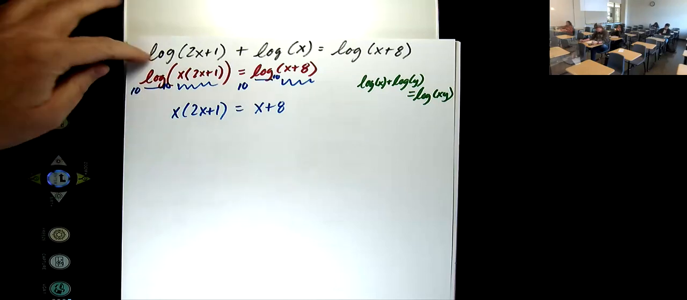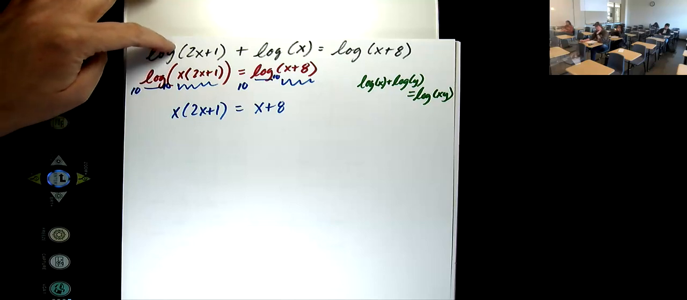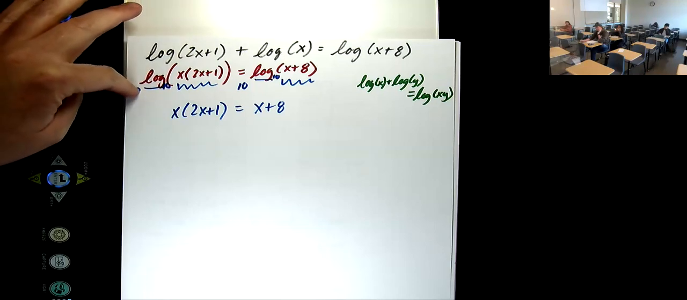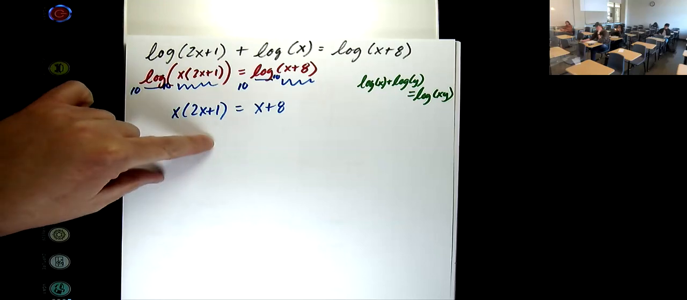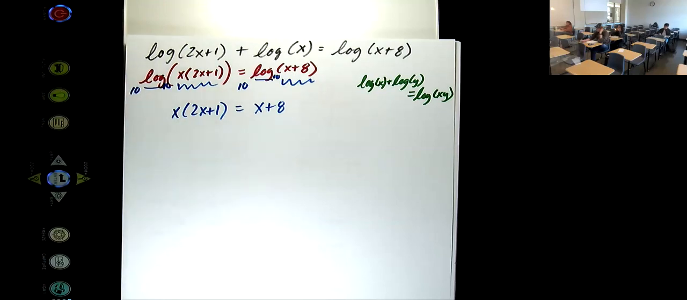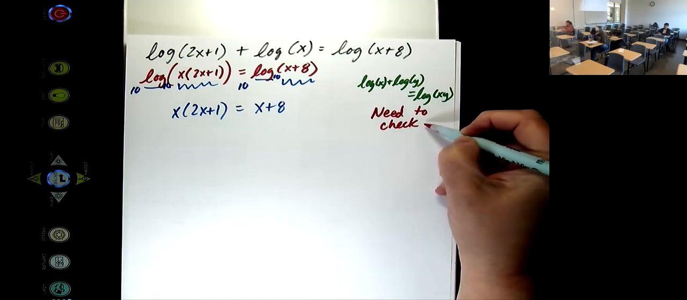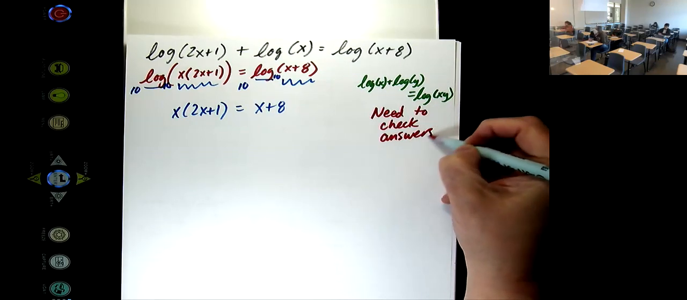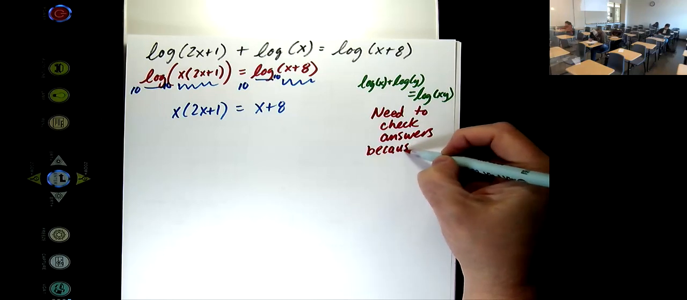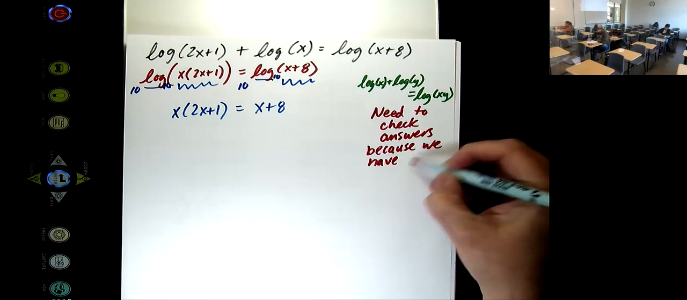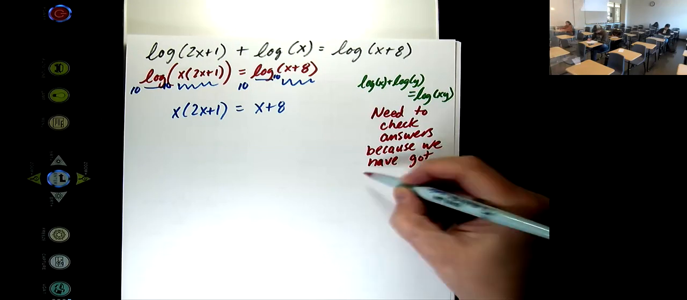Notice I have restrictions inside here. I can't have the inside ever be negative. We saw in the graph of logarithms, the inside's never negative. But by raising it to an exponent like this, I've now made it so these things can be negative. So when you're doing stuff like this, you need to check your answers, because we have allowed bad answers now. Got rid of the domain restriction.